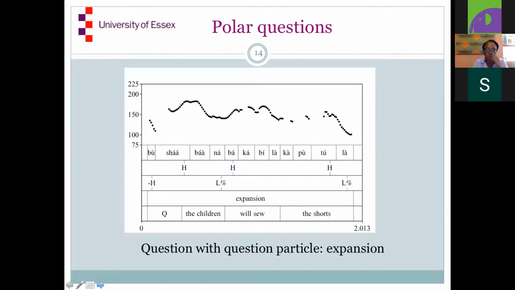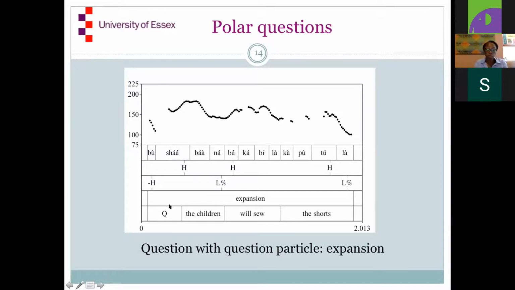So now I wanted to show you an example of polar questions to see to what extent. Polar questions are unambiguously analyzed as being marked by pitch expansion or raising. If you look at this within the same data set with the same speakers, the amount of raising or expansion that you're seeing is very much around the 200 Hertz mark.